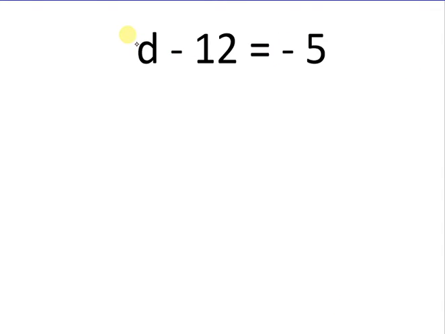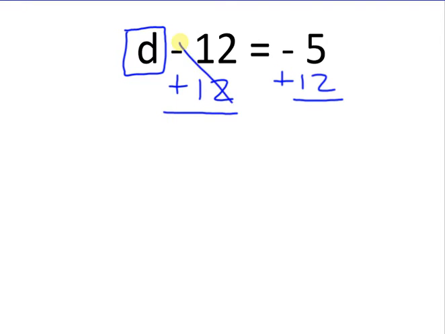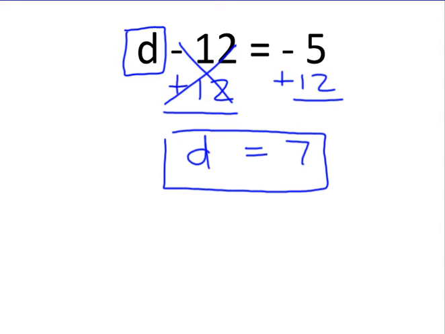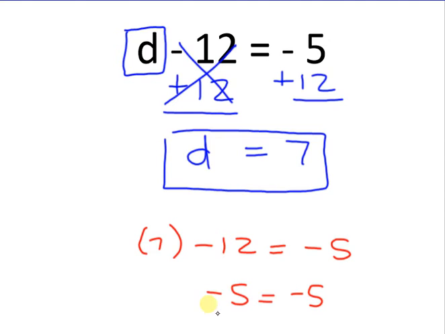All right, so now I'm going to box my variable. I have a minus 12, so the opposite of that is plus 12, and I'm going to do it to both sides. Okay, these guys are going to cancel because they undo each other. Bring down my d, bring down my equal sign. Negative 5 plus 12 is going to be positive 7. And it's a good habit to always check your answers. So 7 minus 12 equals negative 5. And you can plug it right into your calculator to check your answer. And that'll work.